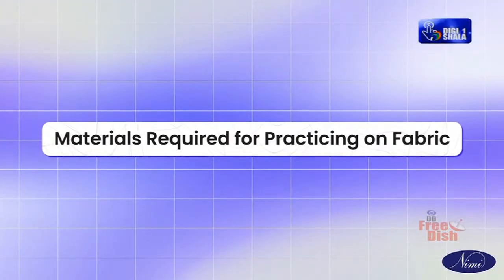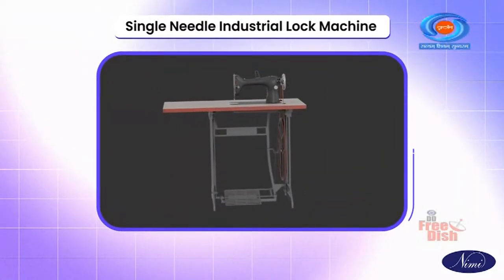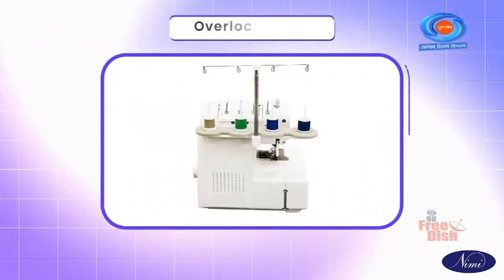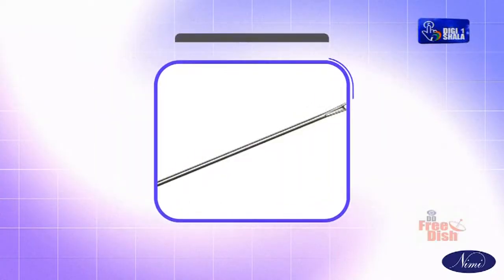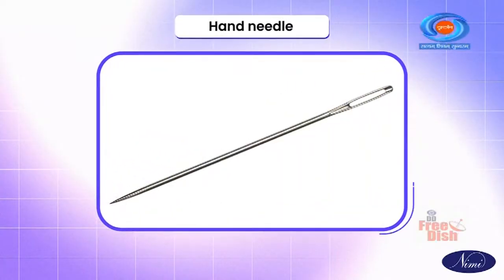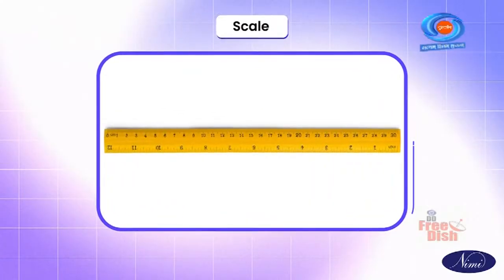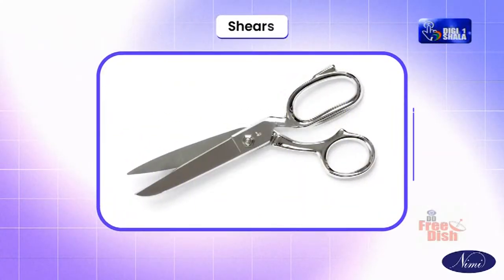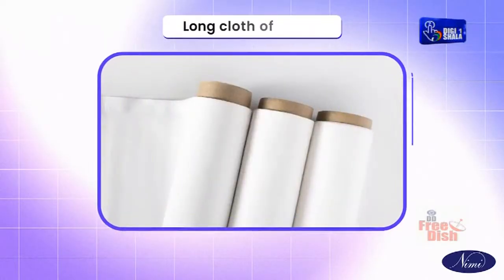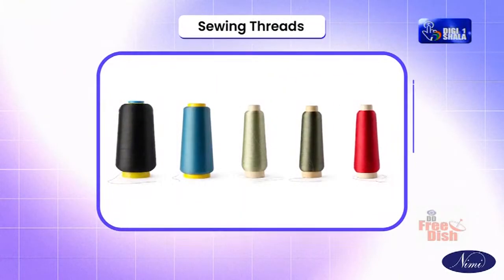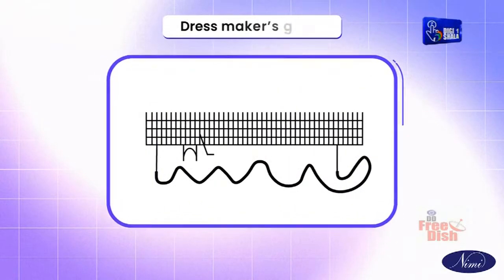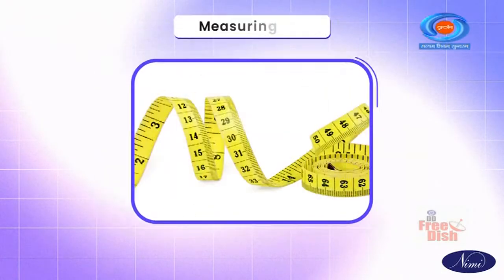First, let's look at the materials required for practicing on fabric. Single needle industrial lock machine, overlock machine, pinking shears, hand needle, scale, shears, long cloth of 1 meter. Cord 0.30 meter. Sewing threads. Dressmaker's gauge. Measuring tape.